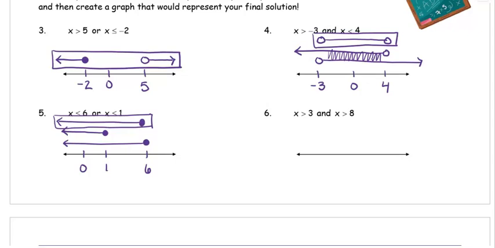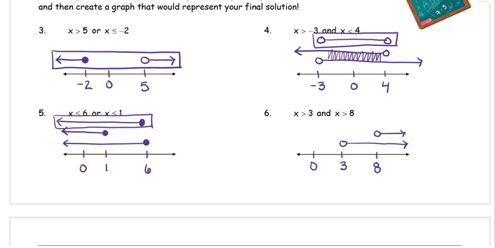Now looking at number 6, I have x is greater than 3 and x is greater than 8. So here's my 0, here's my 3, and here's my 8. I have an open on 3 and off to the right. I have an open on 8 and off to the right as well. It has to satisfy both of these. It has to be greater than 8 and it has to be greater than 3.